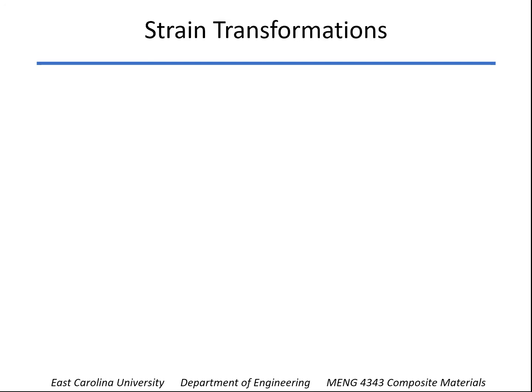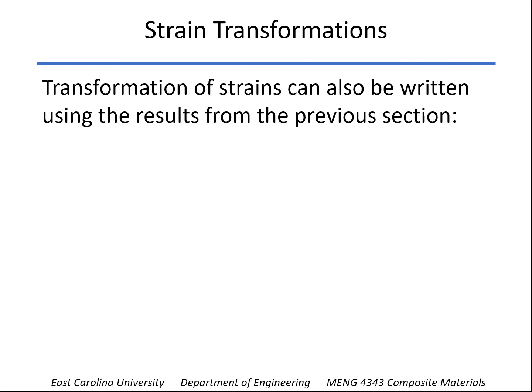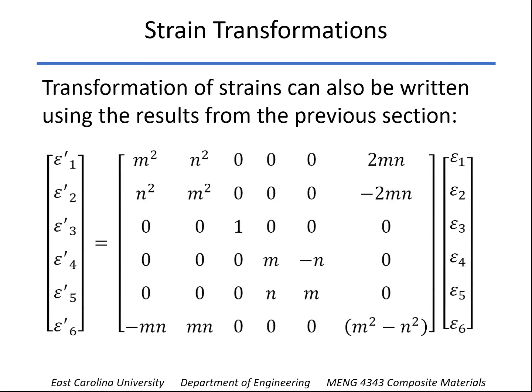We also need to transform the strains as well. And so again, we can take exactly what we had. In fact, without even changing the nomenclature here, this is what we had for the strain tensor transformations. Again, primed representing the local and the unprimed representing the global.